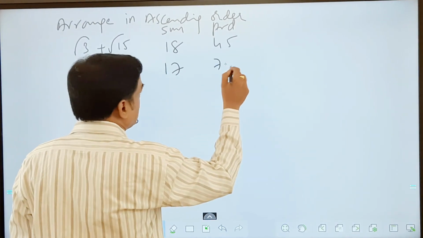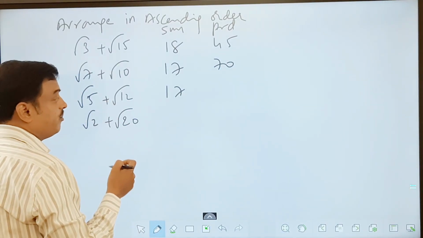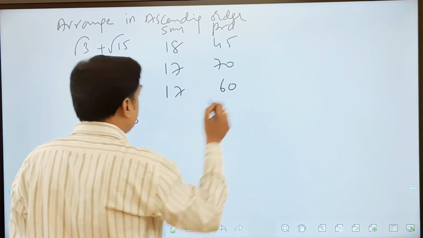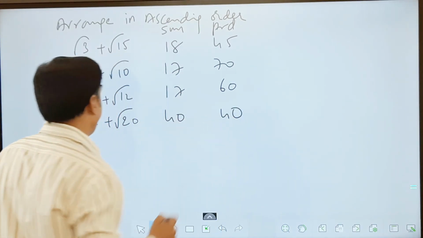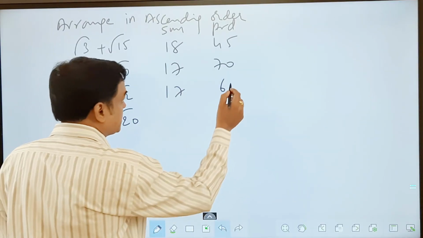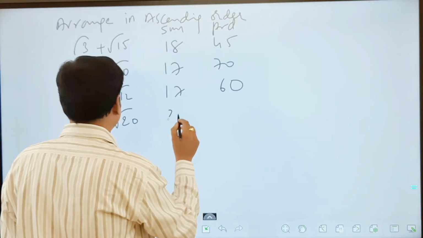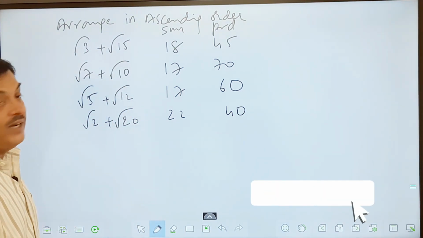product 70. Sum of these two is again 17, product is 60. Sum of these two is 40 and the product is 40. I mean, sorry, this sum is 22. My mistake. This is 60. This is 22 and this is 40. Okay, I'm sorry.